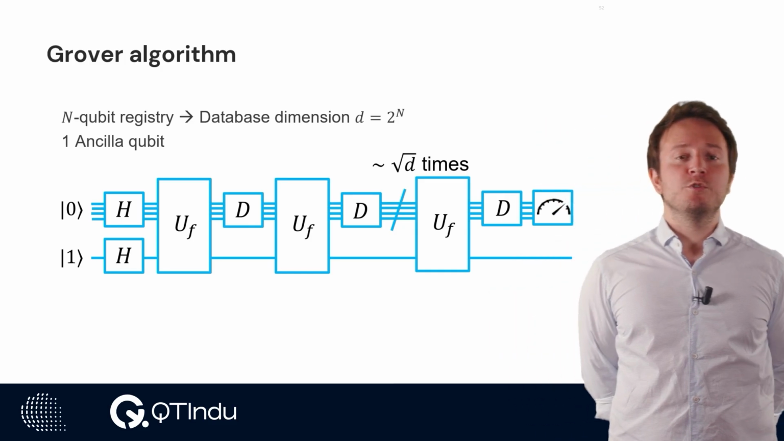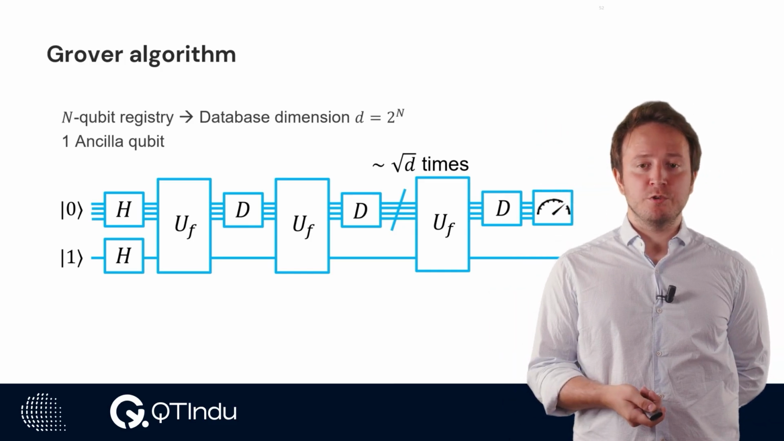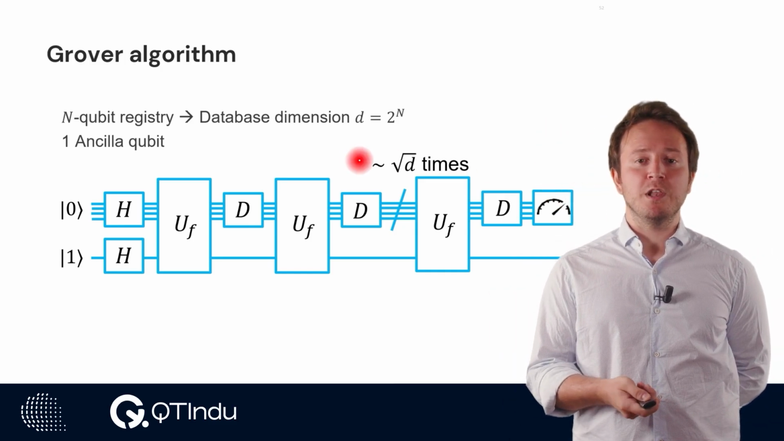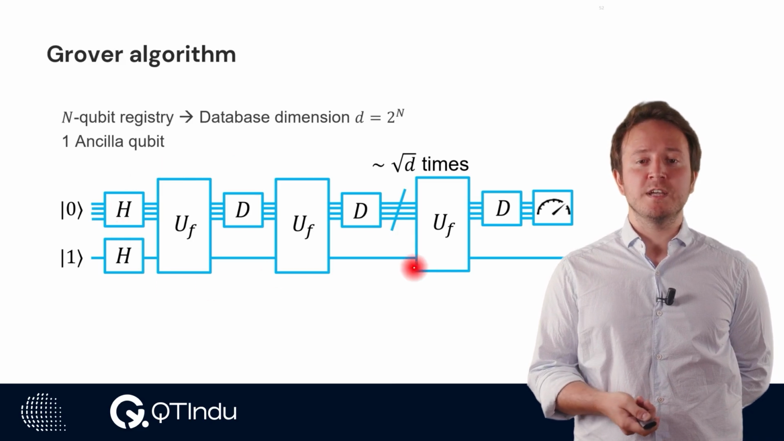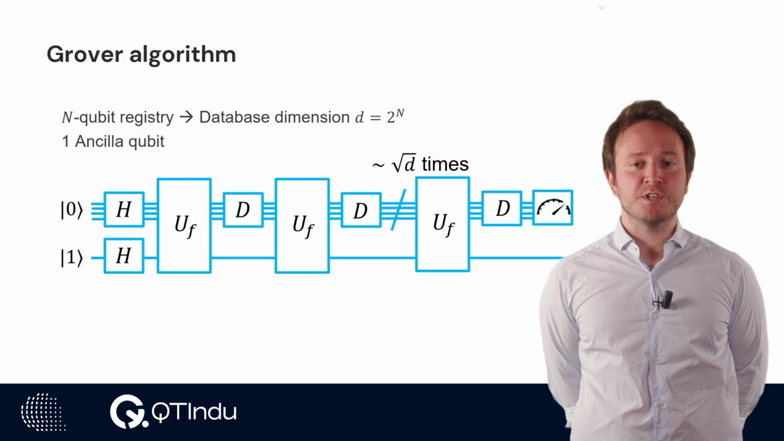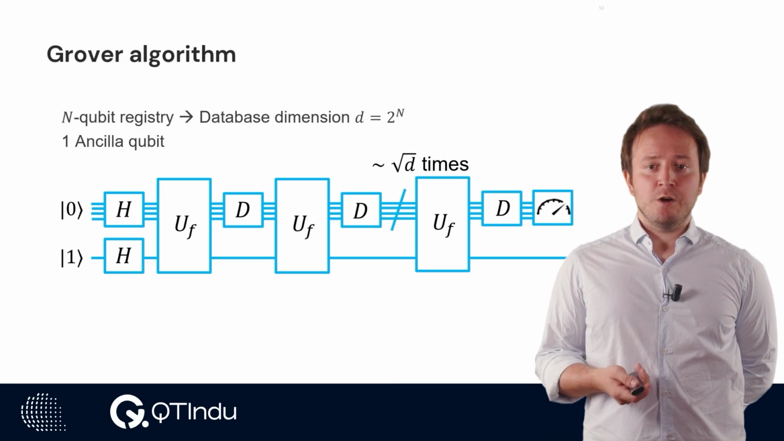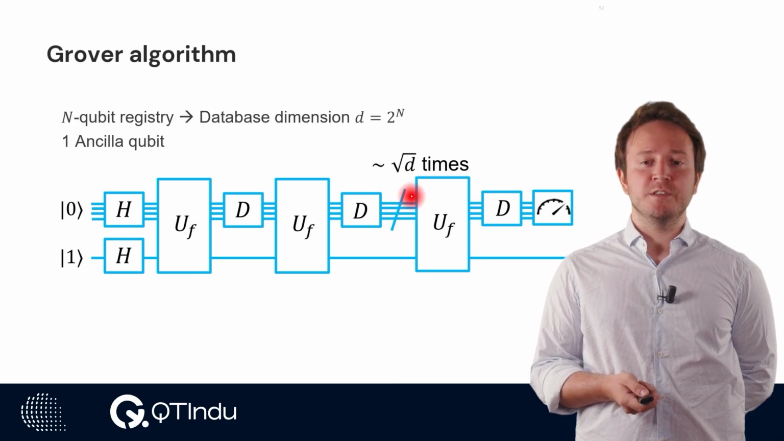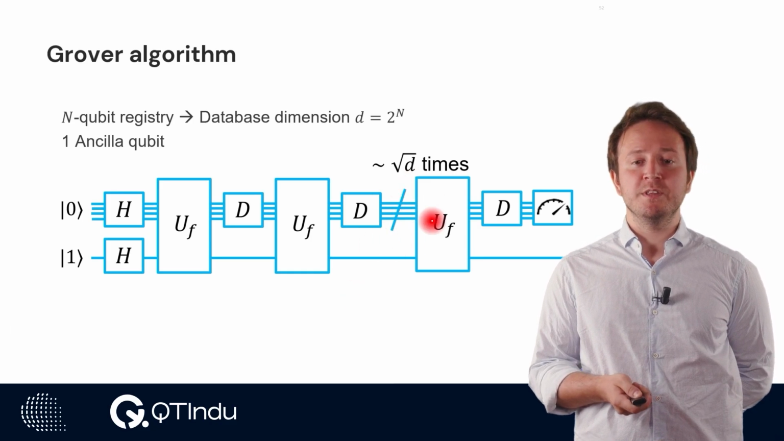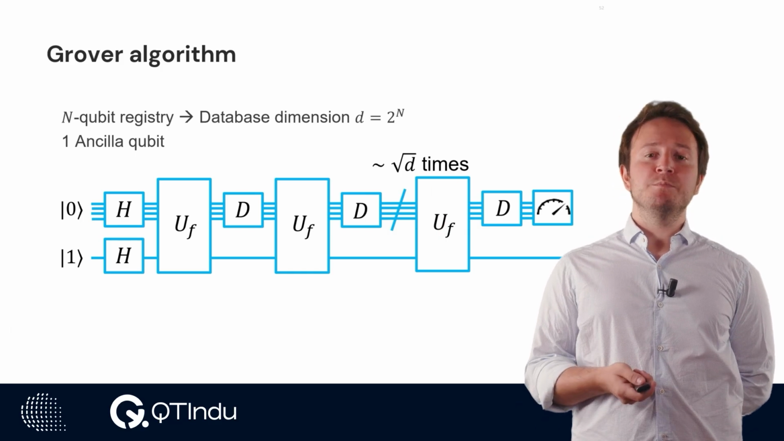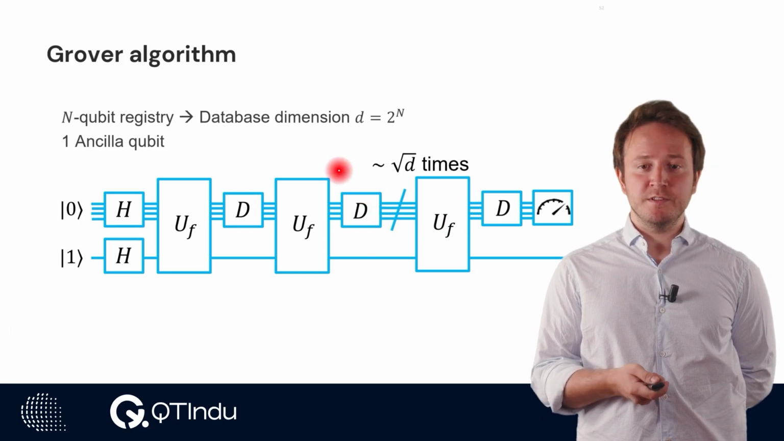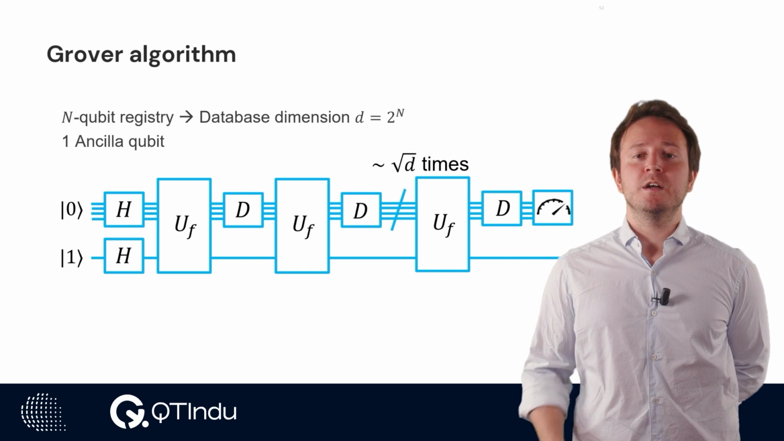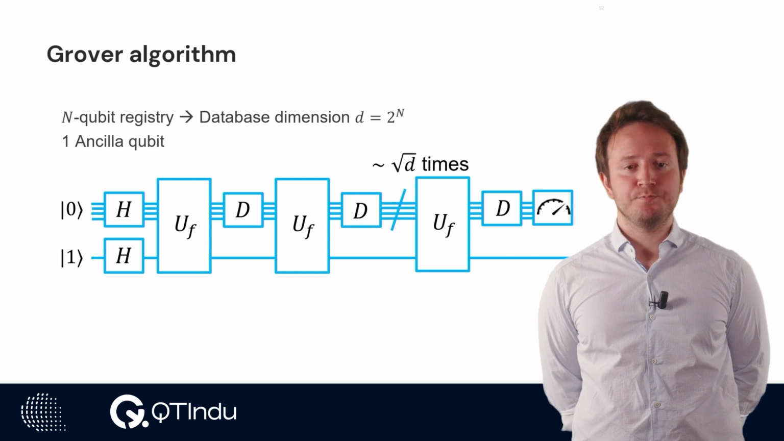So, one extra qubit initialized to the state 1, shown over here. The circuit that performs Grover's algorithm is shown below, and now we will see exactly how this circuit works. I also want to emphasize that this shorthand notation means that we cut the circuit and we repeat it a number of times. In particular, we need to repeat this step roughly root d times.